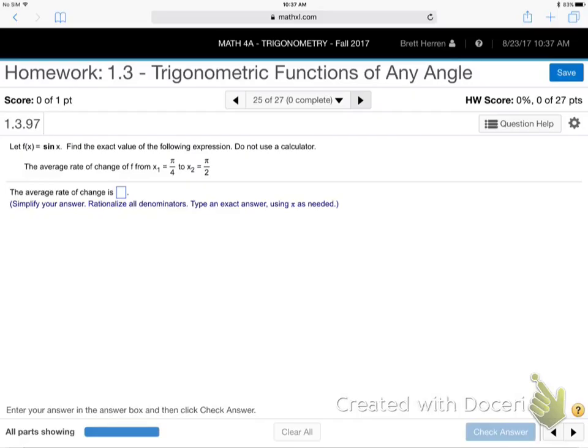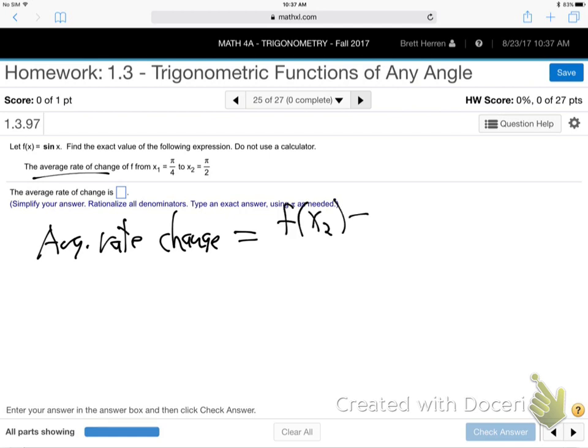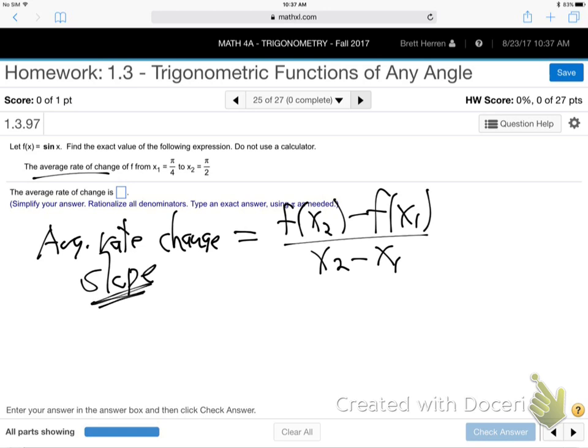Okay, so they're saying average rate of change. When they say average rate of change, what they mean is f of x2 minus f of x1 over x2 minus x1. It's like a slope. Yeah, I should just say it's slope. Average rate of change is a fancy way to say slope. That's like y2 minus y1 over x2 minus x1. Remember the slope formula from algebra?